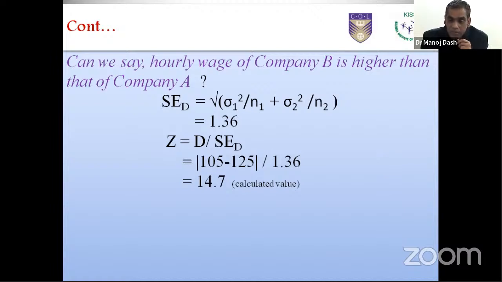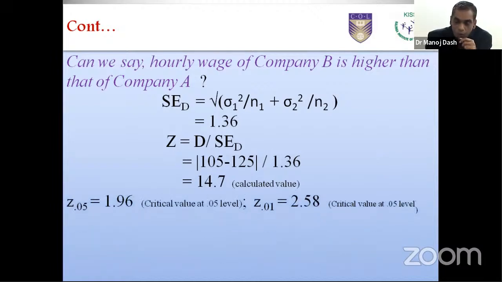is coming 14.7. Now, what is the critical value of Z? At 95% level of significance, the critical value is 1.96, and at 99% level of significance, the critical value is 2.58. This is already known to us. We have been doing this question from module 2, we did the same thing in module 1, and now we are in module 3. This is obtained from the table.